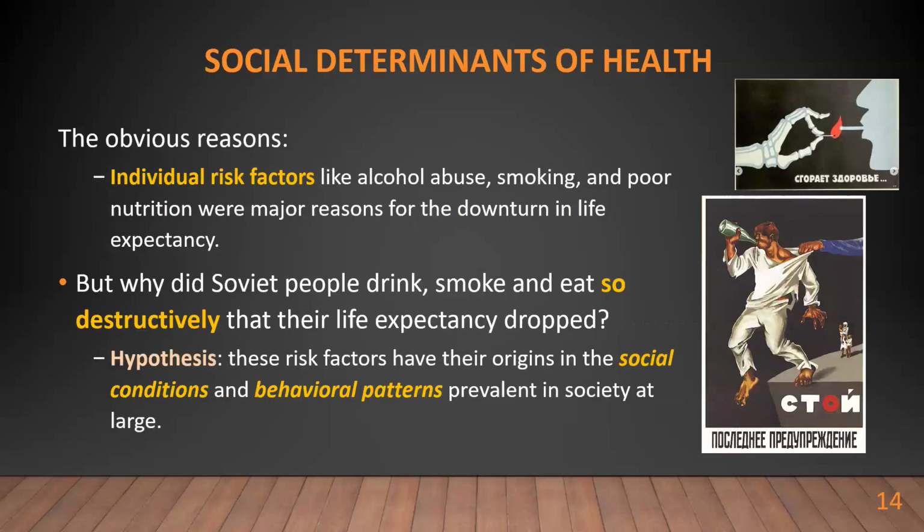Now, he starts with claiming the obvious reasons. Say, there would be individual risk factors like alcohol abuse, smoking, and poor nutrition that would be the main reasons for a drop in life expectancy. But then we have to ask, why did Soviet people drink, smoke, and eat so destructively that their life expectancy dropped? And the hypothesis is this, that these risk factors have their origins in these social conditions and behavioral patterns, that is, health lifestyles prevalent in society at large.